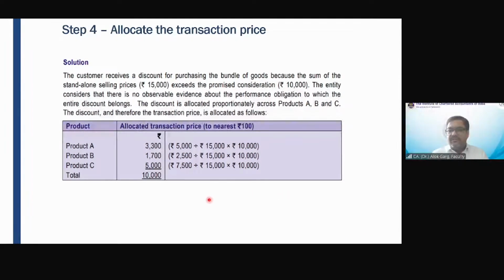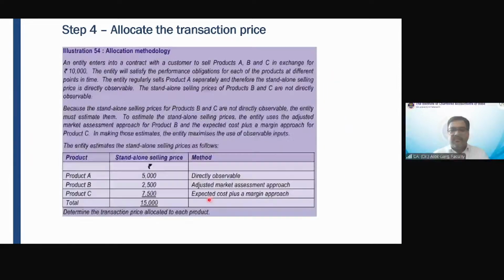So, sir, here where, I mean, yes, sir, sorry, Abrakesh. Yes, Abrakesh. Hello. Sir, so here what is the importance of giving the method in the column? Here we have distributed it straight away in the ratio of standalone price. We 10,000 divided by 15,000 into respective standalone price.